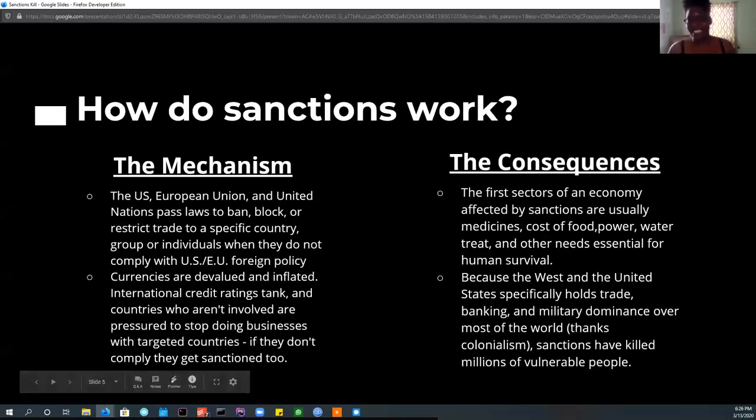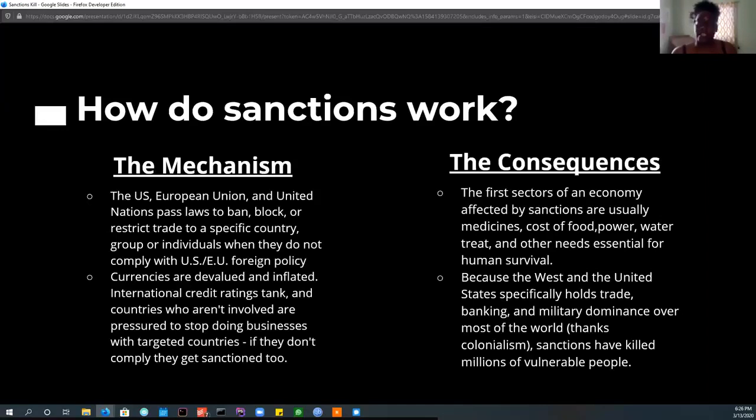They can lean on the United Nations, and they can pass laws to ban, block, or restrict trade to the targeted country. And they're able to do that because they control the entire global economic system. And so if the United States is like, we don't want you to sell your oil, or we don't want you to be able to buy medicine, or we don't want anyone to do business with you, they can do that because they can control who sells what and what's sold.